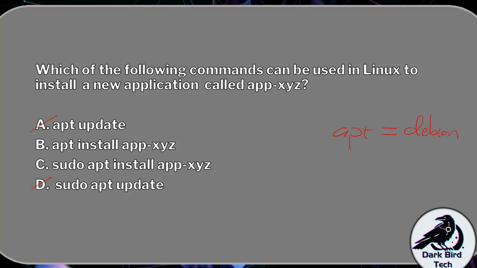And you want to do the sudo option. The reason why is installing an app is an admin task. And sudo gives any command you run in Linux the privilege to run with the admin or the root user's account. This command on its own, apt install app-xyz, would probably error out without the privileges. So it's the sudo apt install app-xyz that we're looking for here. So they actually tested us on two things here. Do you know your Linux commands, and do you know how to give your commands admin privileges?